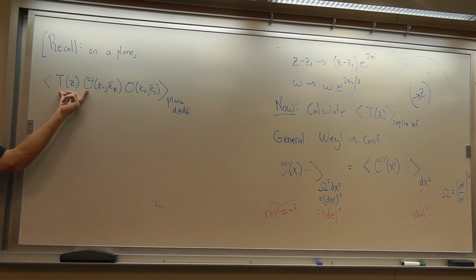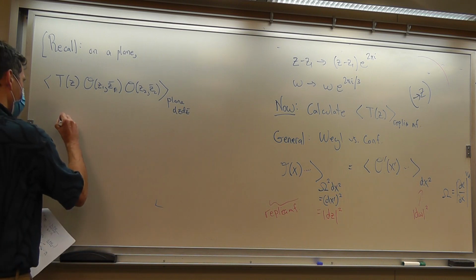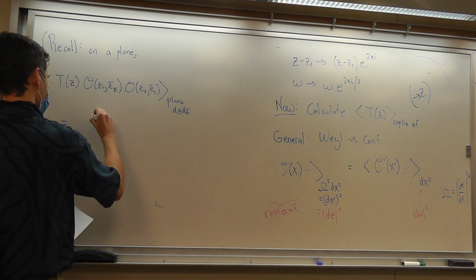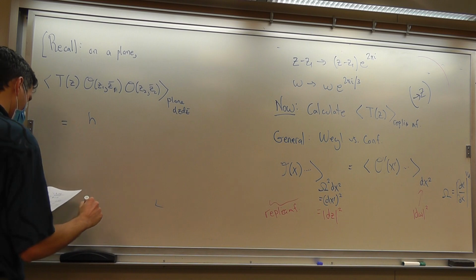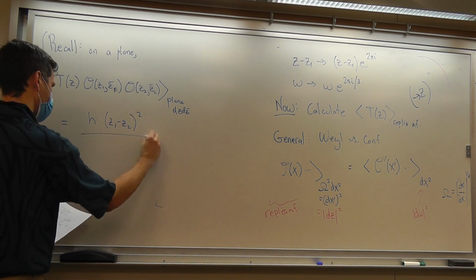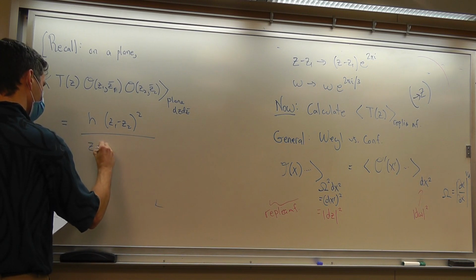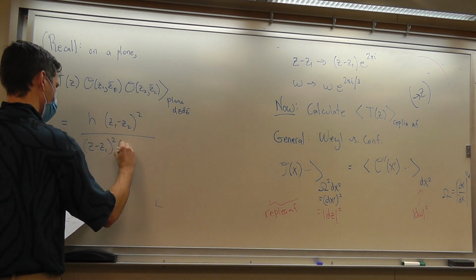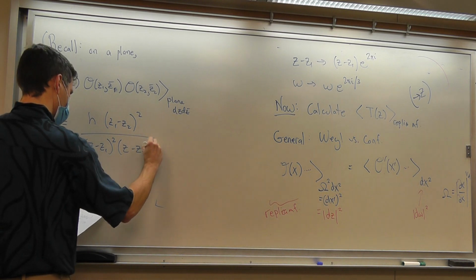We used the conformal transformation properties of O to read off the singular behavior. And then we said, well, this is an analytic function. It's completely determined by its poles and singularities. And we found the whole function. So let me remind you what we found. We found that this is h, the scaling weight of O, times (z1 minus z2) squared over (z minus z1) squared (z minus z2) squared.